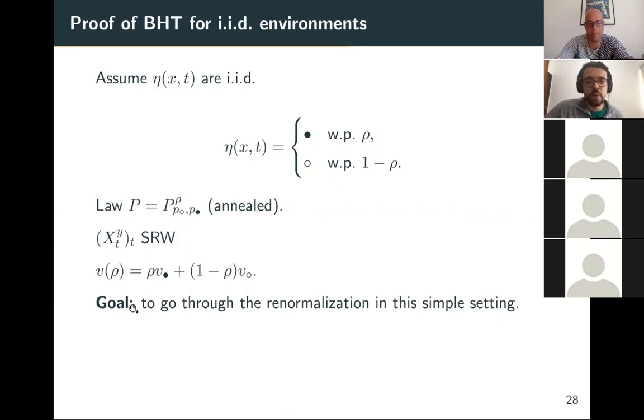Okay, so I'll go through this case where the environment refreshes every time, and it's always a product of IID Bernoulli with probability of being a particle equal to rho. So sometimes I will call this rho the density of the environment.